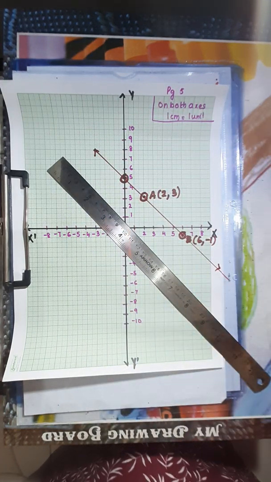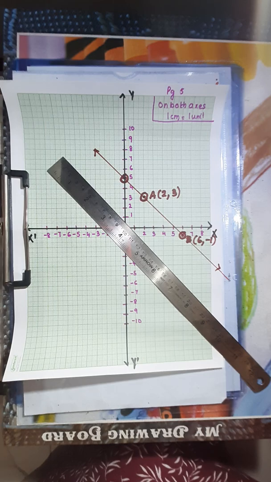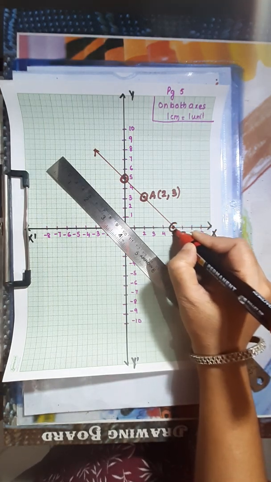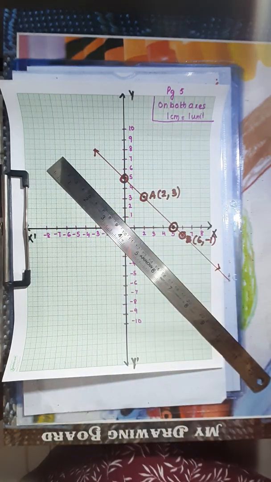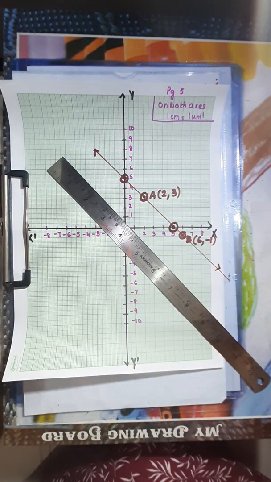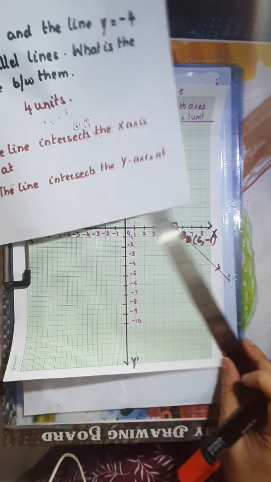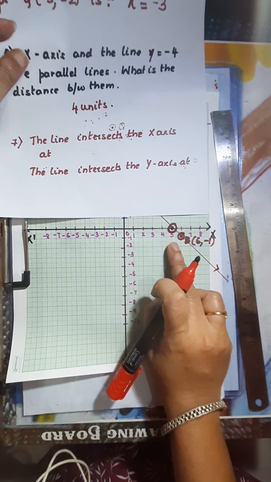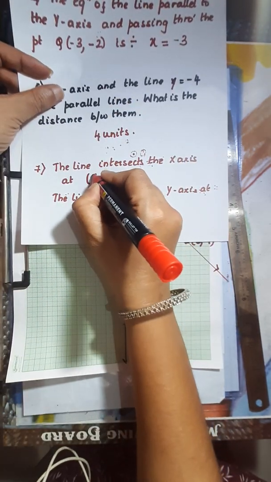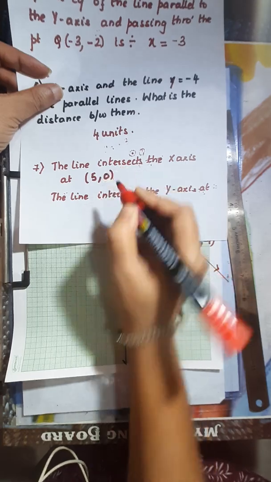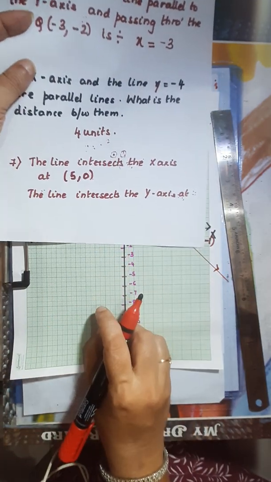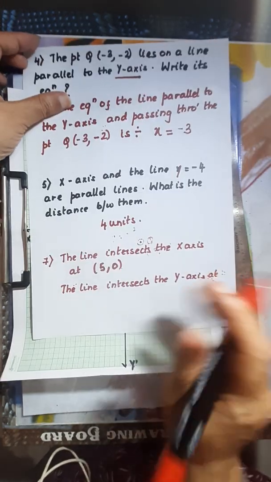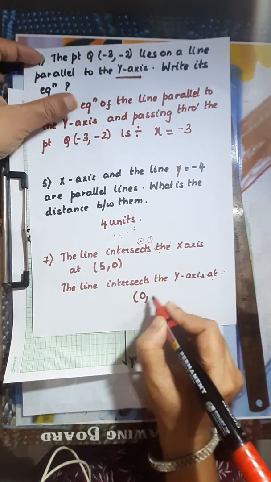Okay, now where does this line intersect the x-axis and the y-axis? So it meets the x-axis here and it meets the y-axis there. So we will write like this. The line intersects the x-axis at (5, 0). You remember, because it lies on the x-axis, y coordinate is 0. And it intersects the y-axis at (0, 5).